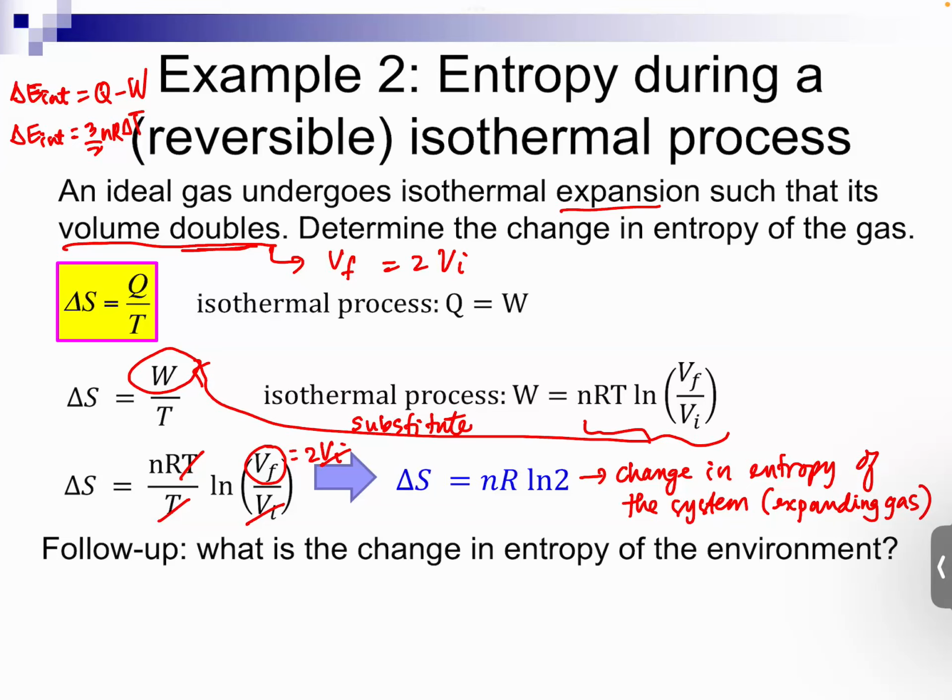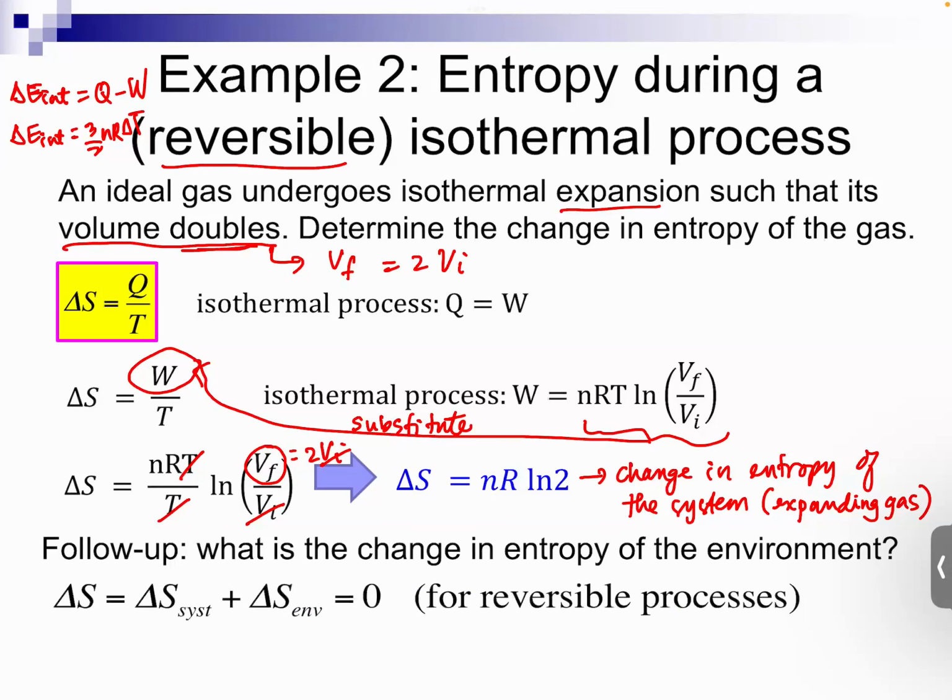And there's a follow-up here. What is the change in entropy of the environment, assuming this is a reversible process? The environment is where the energy came from to expand the gas. It could be a stove that's heating up some gas in a container. That could be the environment. So it can be anything around the gas that gave off some energy that the gas absorbed. If it's a reversible process, an ideal process, then the total change in entropy should be 0, so the change in entropy of the environment is the negative of the change in entropy of the system.